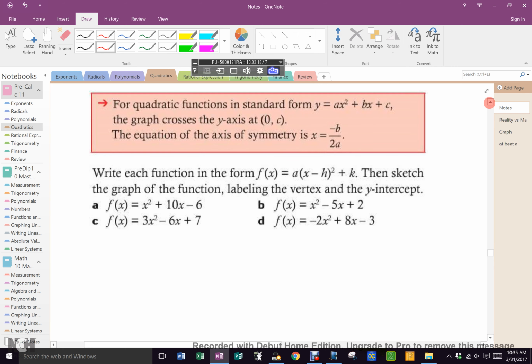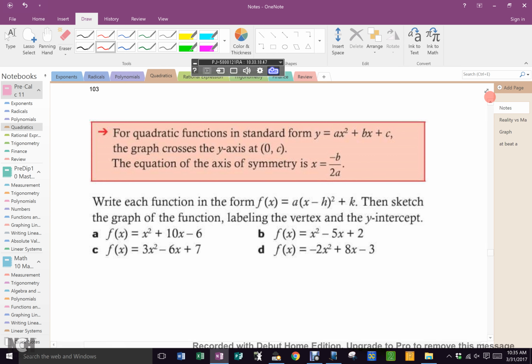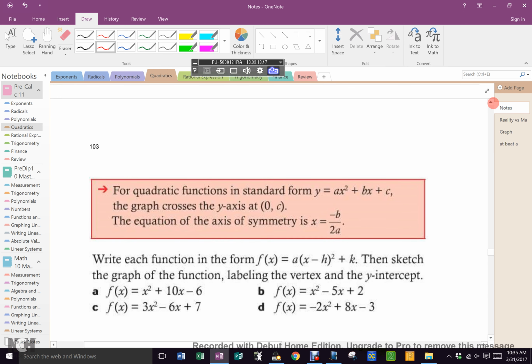Okay, so I'm going to get you guys to this page. This is going to be your homework. I lie. Page 104 and 105 is going to be your homework. At the top of page 103, remember, you can either complete the square, that's option 1, or option 2, use vertex x equals negative b over 2a, and then sub back in.